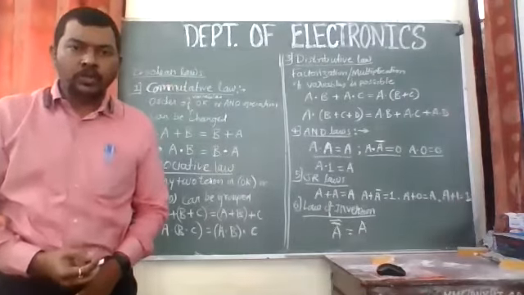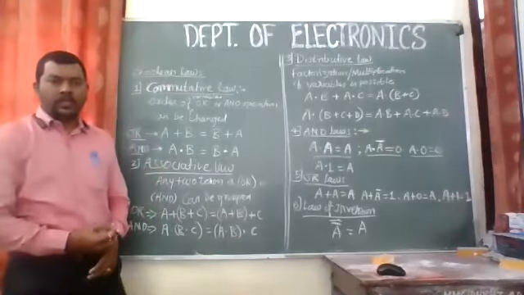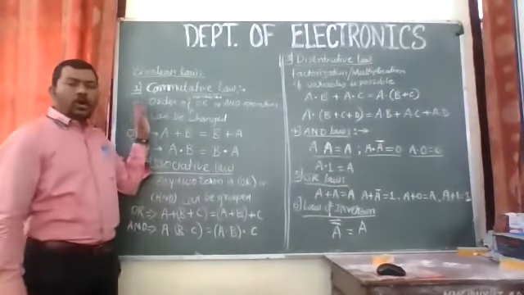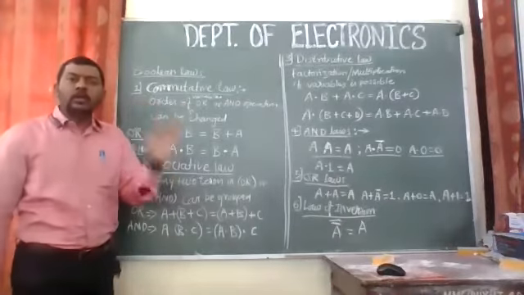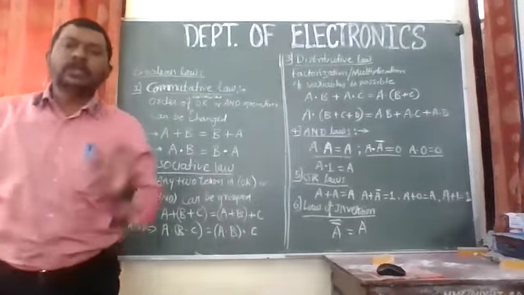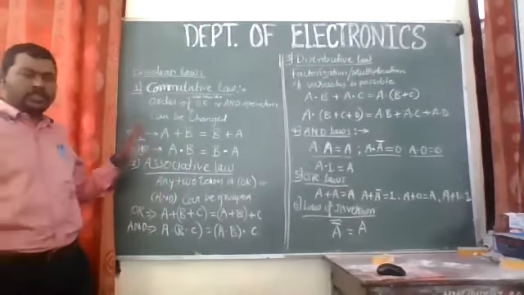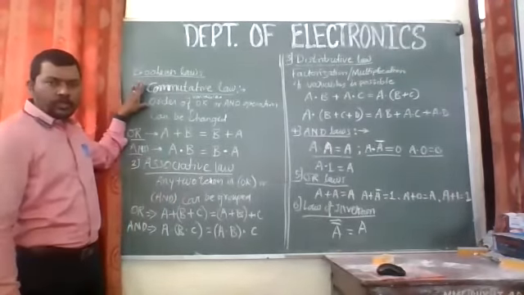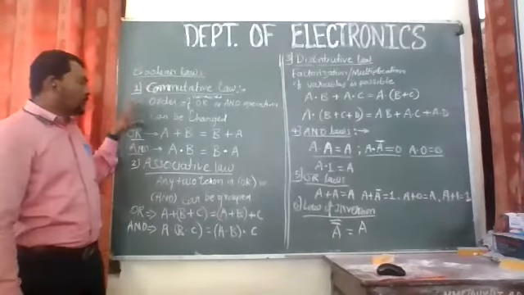C-O-M-M-U-T-A-T-I-V-E, commutative law, right? Which says that the order of variables in OR and AND operations can be changed, can be interchanged, right? So this is the first law, which we call the commutative law.